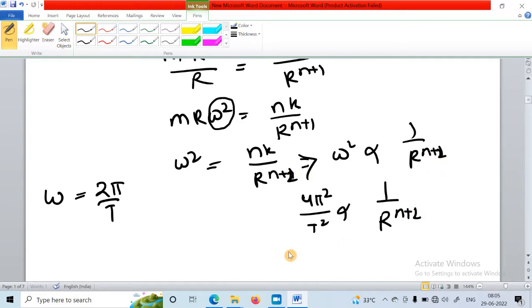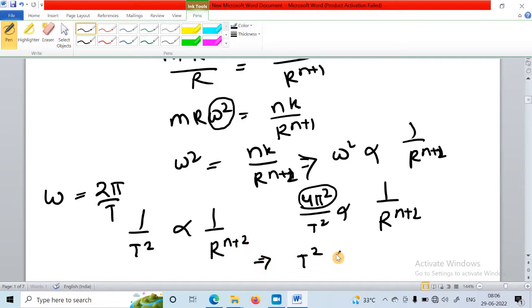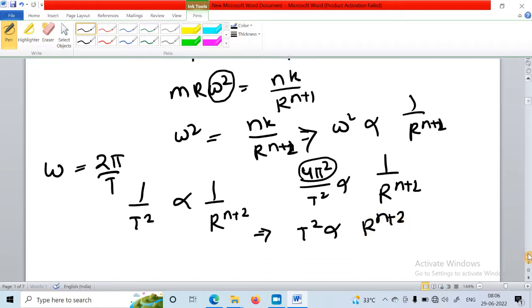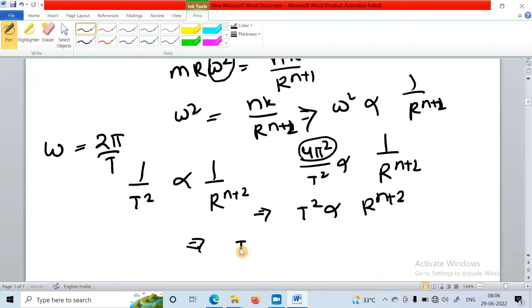The 4 pi square is also another constant, so it becomes 1 by T square proportional to 1 over R to the power n plus 2, or simply T square is proportional to R to the power n plus 2, which we can write as T is proportional to R to the power 1 plus n by 2.